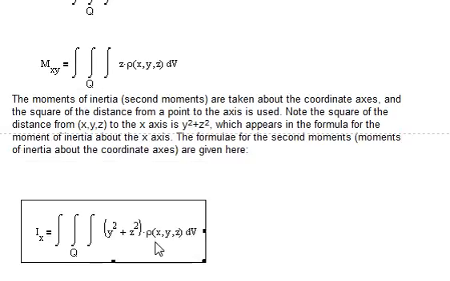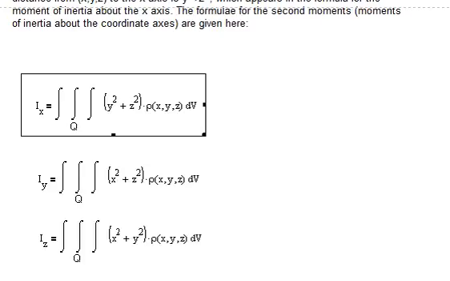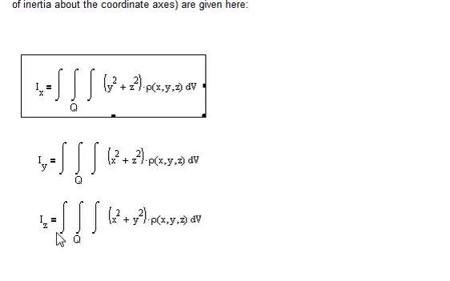See the y squared plus z squared showing up there, times the density times the volume element. Similarly, the moment of inertia about the y-axis has to have an x squared plus z squared in it, times the density times the volume element, and similarly, the moment about the z-axis has an x squared plus y squared in it, times the density function times the volume element.